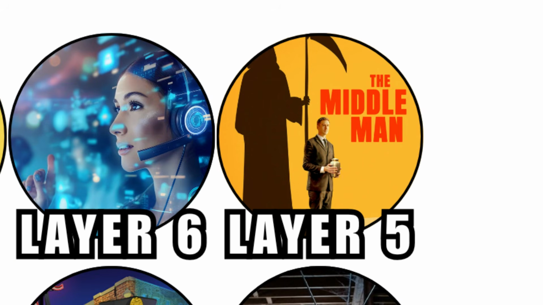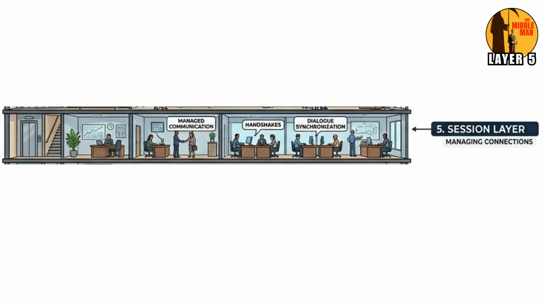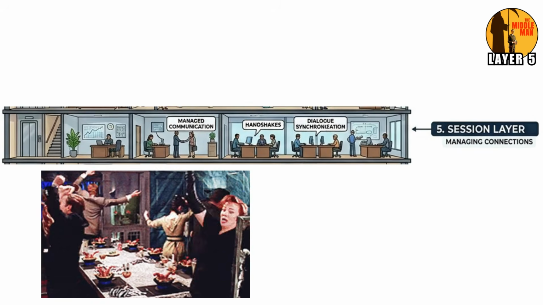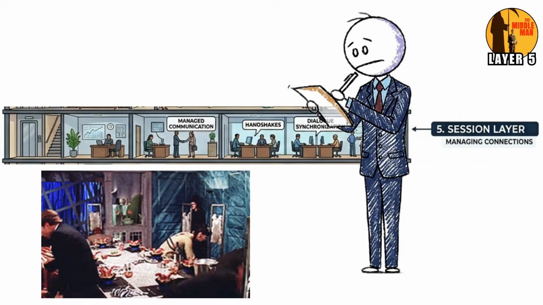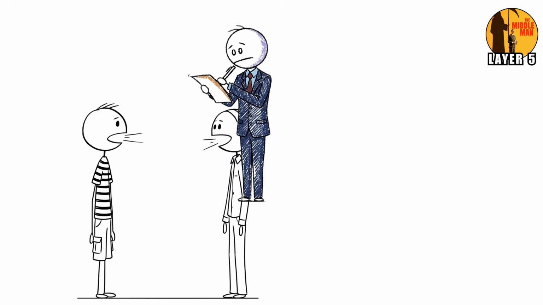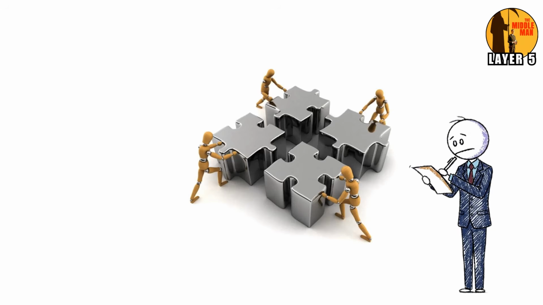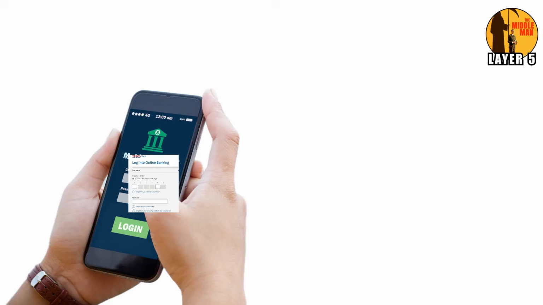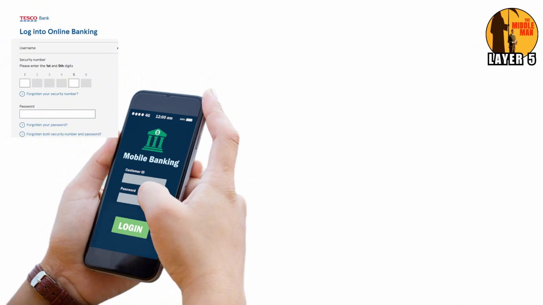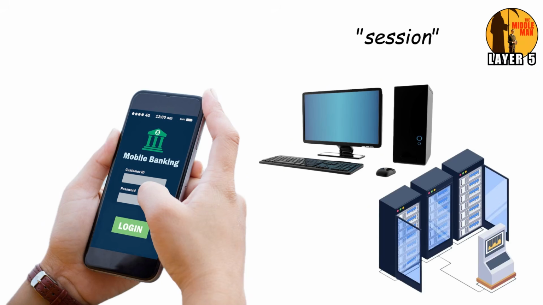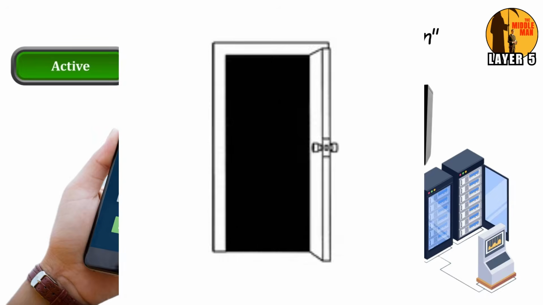Layer 5, the session layer, the awkward middleman. Layer 5 is the session layer. If the OSI model were a dinner party, Layer 5 would be the guy who checks the guest list and then stands between 2 people to make sure they're actually talking to each other. Its job is to establish, manage, and terminate sessions. When you log into your bank, Layer 5 opens a session between your PC and the bank's server. It stays open as long as you're active and then slams the door shut when you leave.